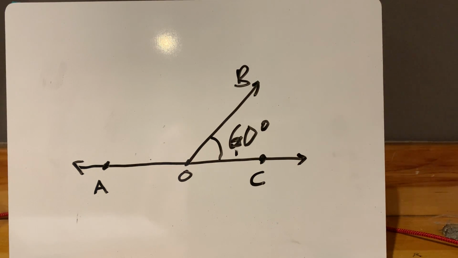Sorry, that 6 looks bad. Looking at this, what is the measure of angle AOB? Since angle AOB and angle BOC combine to form a straight angle, their measures must total 180 degrees. We can find the measure of angle AOB by subtracting 60 degrees from 180 degrees.